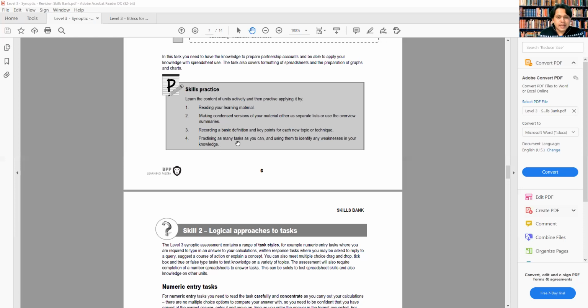Practice as many tasks as you can and use them to identify any weakness in your knowledge. Remember, if you find any difficulty right now, you're going to find the same difficulty in the exam as well. So for example, let's say now you are happy with sole trader, you are happy with the partnership, but you have a little bit of an issue with incomplete records. So you have to be careful in the exam.